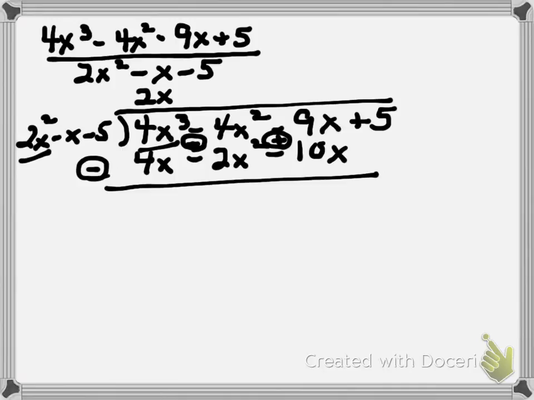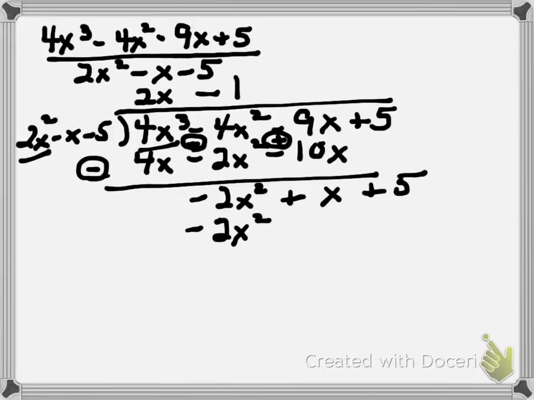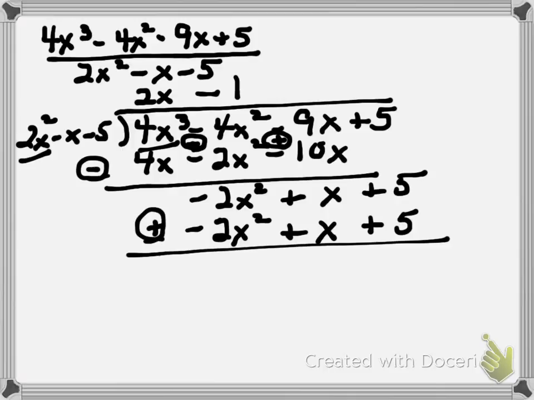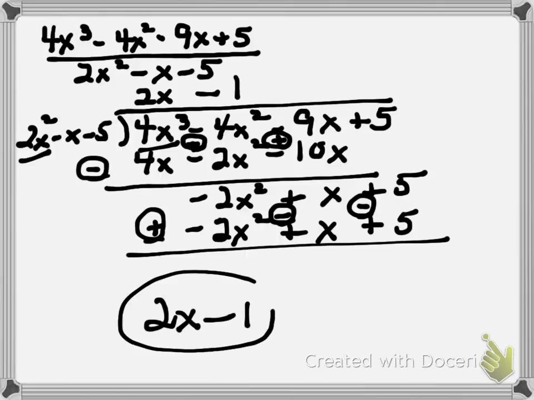4x cubed minus 4x cubed is 0. A negative 4x squared and a positive 2x squared is negative 2x squared. A negative 9x and a positive 10x is positive 1x, and bring down the next term. Negative 2x squared divided by 2x squared is negative 1. So negative 1 times 2x squared is negative 2x squared. Negative 1 times negative x is positive x. Negative 1 times negative 5 is positive 5. Change all the signs of the second polynomial, and we have a remainder of 0, so the answer is 2x minus 1.